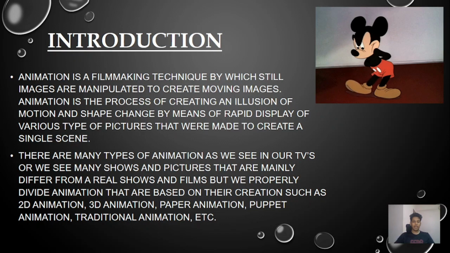There are many types of animation, as we see in our TVs, or in many shows and pictures, that mainly differ from real shows and films. We divide animation based on their creation, such as 2D animation, 3D animation, paper animation, puppet animation, and traditional animation.